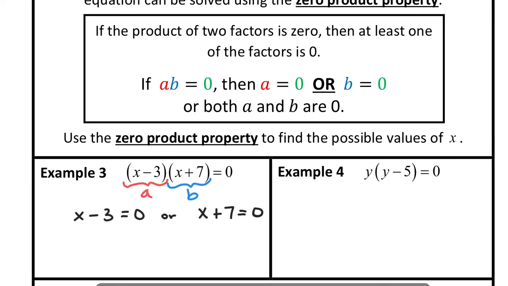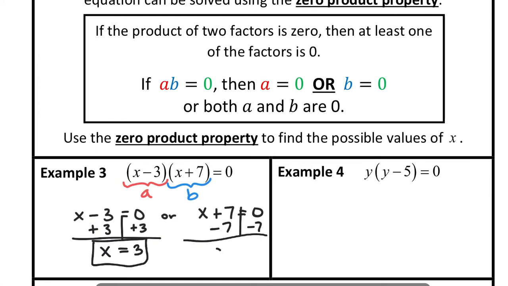And that gives us two equations to solve, because the instructions say use the zero product property to find the values of x. So let's solve for x. On the left here, we're going to add 3 on both sides. It's going to give me x equals 3. And then on the right here, minus 7, x equals negative 7.